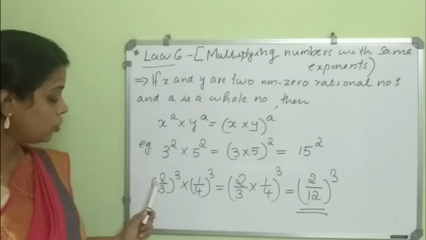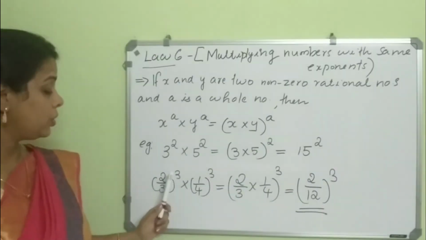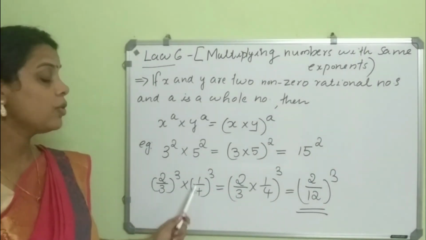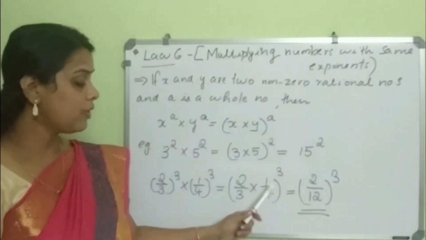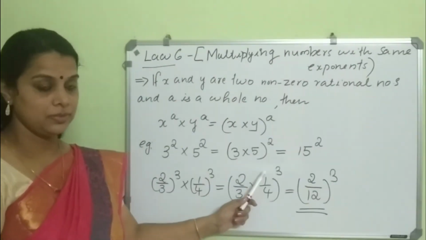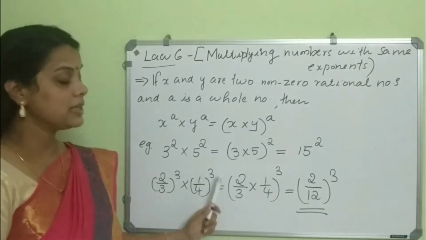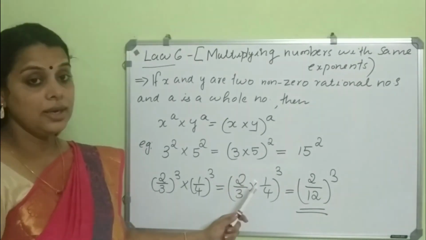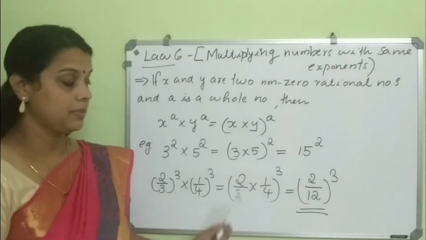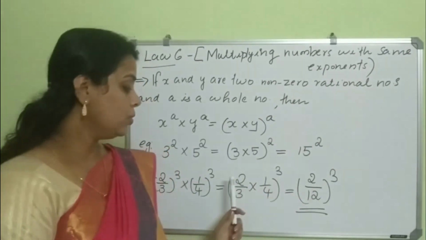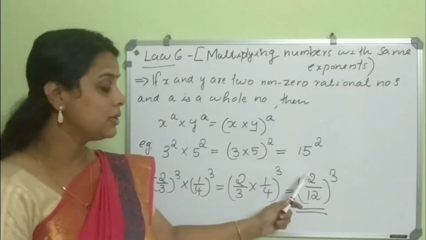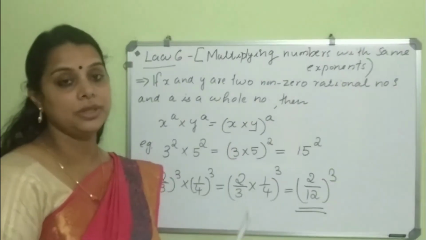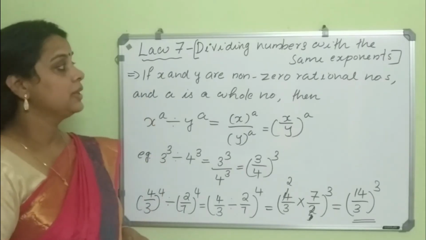Rational number 2 by 3 cubed into 1 by 4 cubed is equal to 2 by 3 into 1 by 4 cubed. First we need to multiply these rational numbers, then find the power of 3. That is equal to 2 by 3 into 1 by 4 is 2 by 12. 2 by 12 cubed.